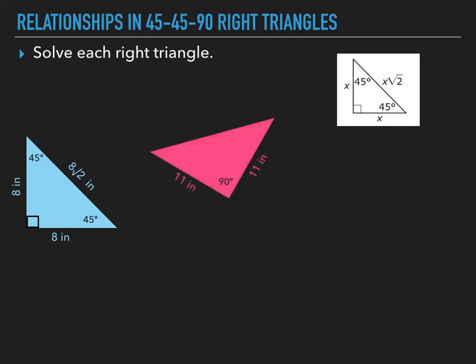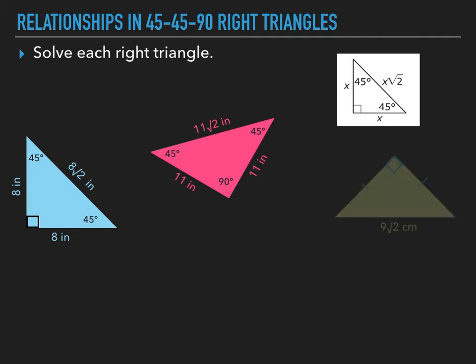So then we're going to go on to this pink triangle, which is also a 45-45-90 right triangle. And how I know that is that the two sides are congruent. Therefore, the base angles must be congruent, or 45 degrees. If I know that the leg length is 11, then the hypotenuse is 11 square root of 2.